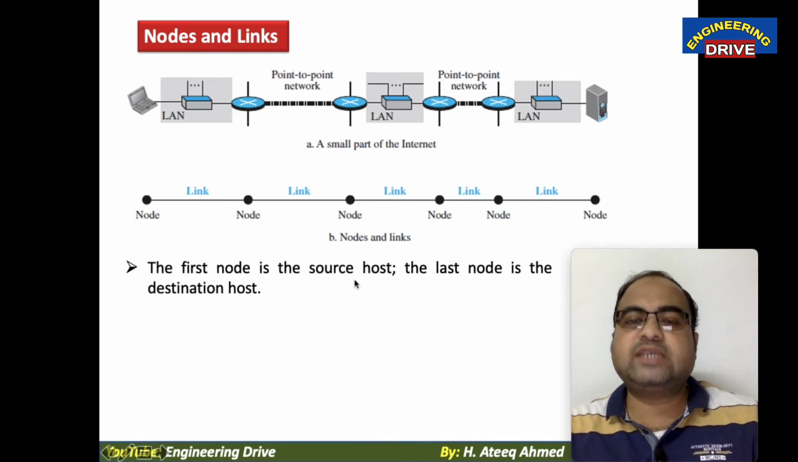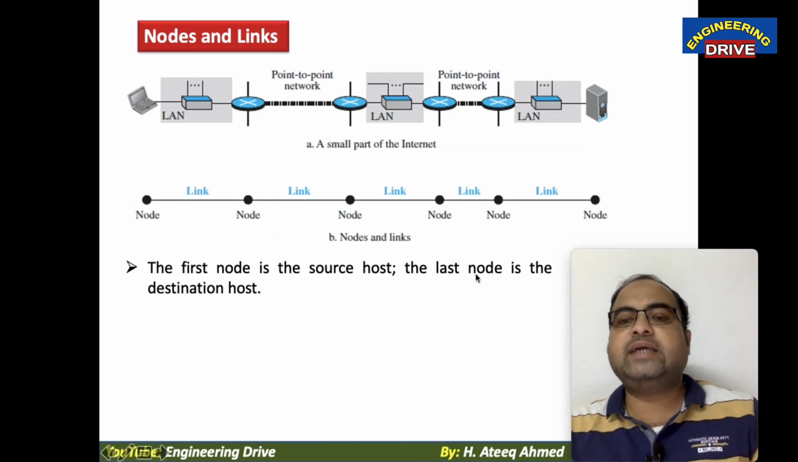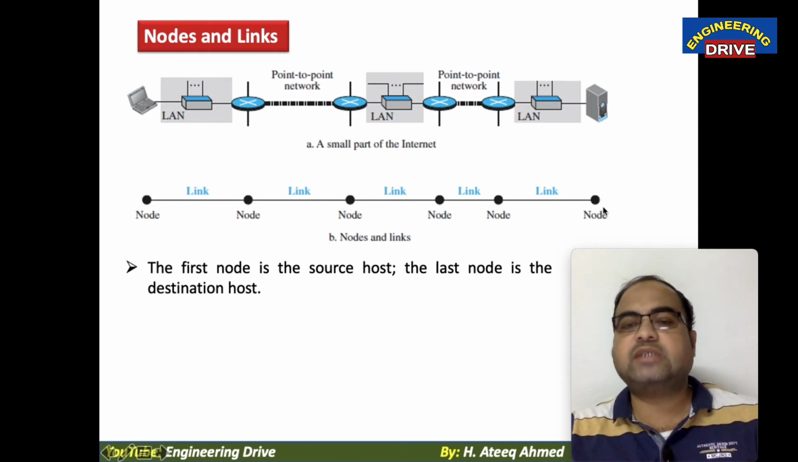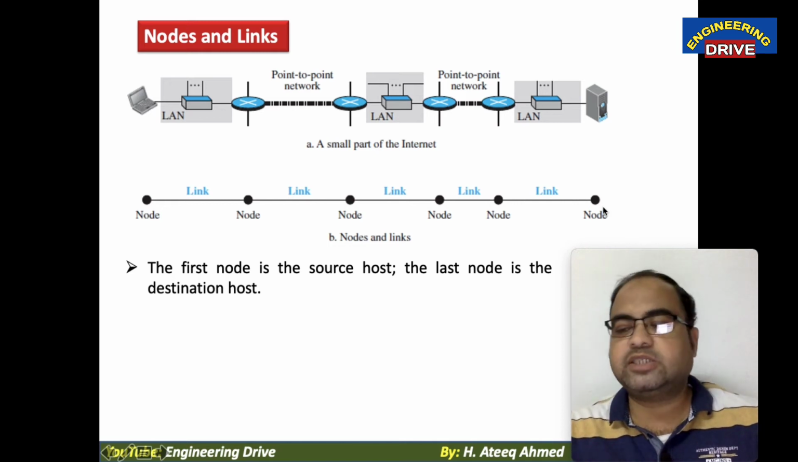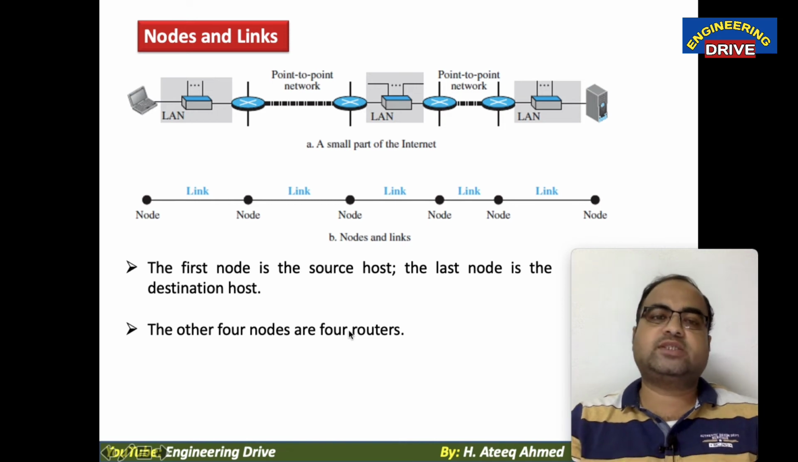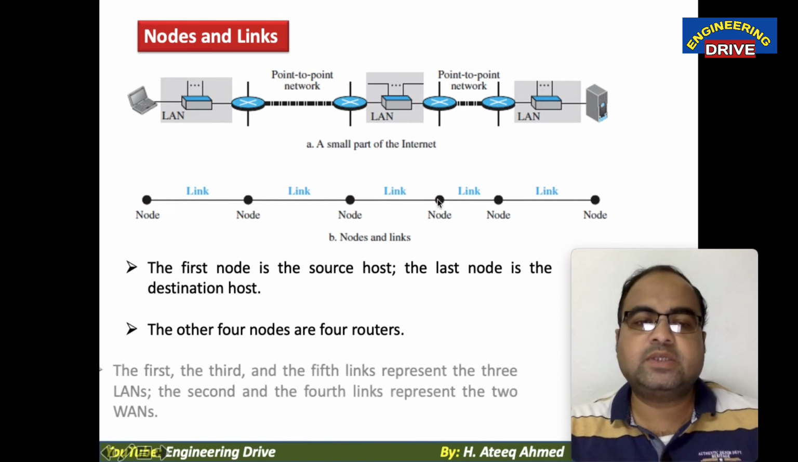The first node is the source host, and the last node is the destination host. First node and last node are both the source and destination hosts. The other four nodes are four routers. This is second, third, fourth and fifth. These four nodes are nothing but routers. You can see here 1, 2, 3, 4. So these four are routers.